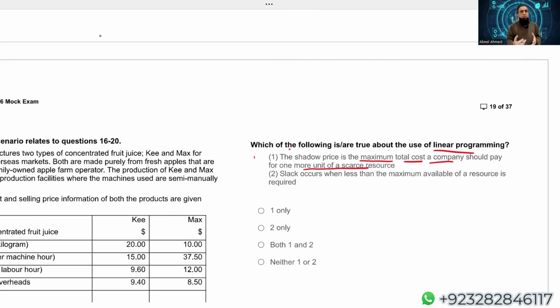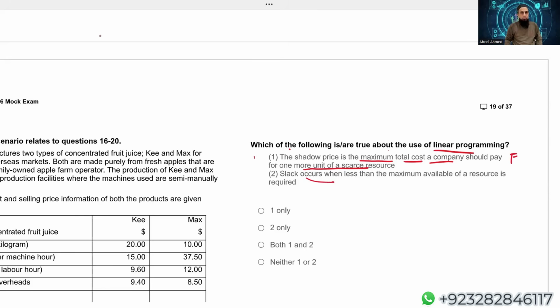It's not a maximum total cost. Actually, shadow price is the premium pricing. How much you will be paying over and above the normal price. Shadow price is not the total cost. Shadow price means how much you will be paying over and above the normal price to get one unit of scarce resources. It's not the total cost, it's the premium price. So logically, number one is false.